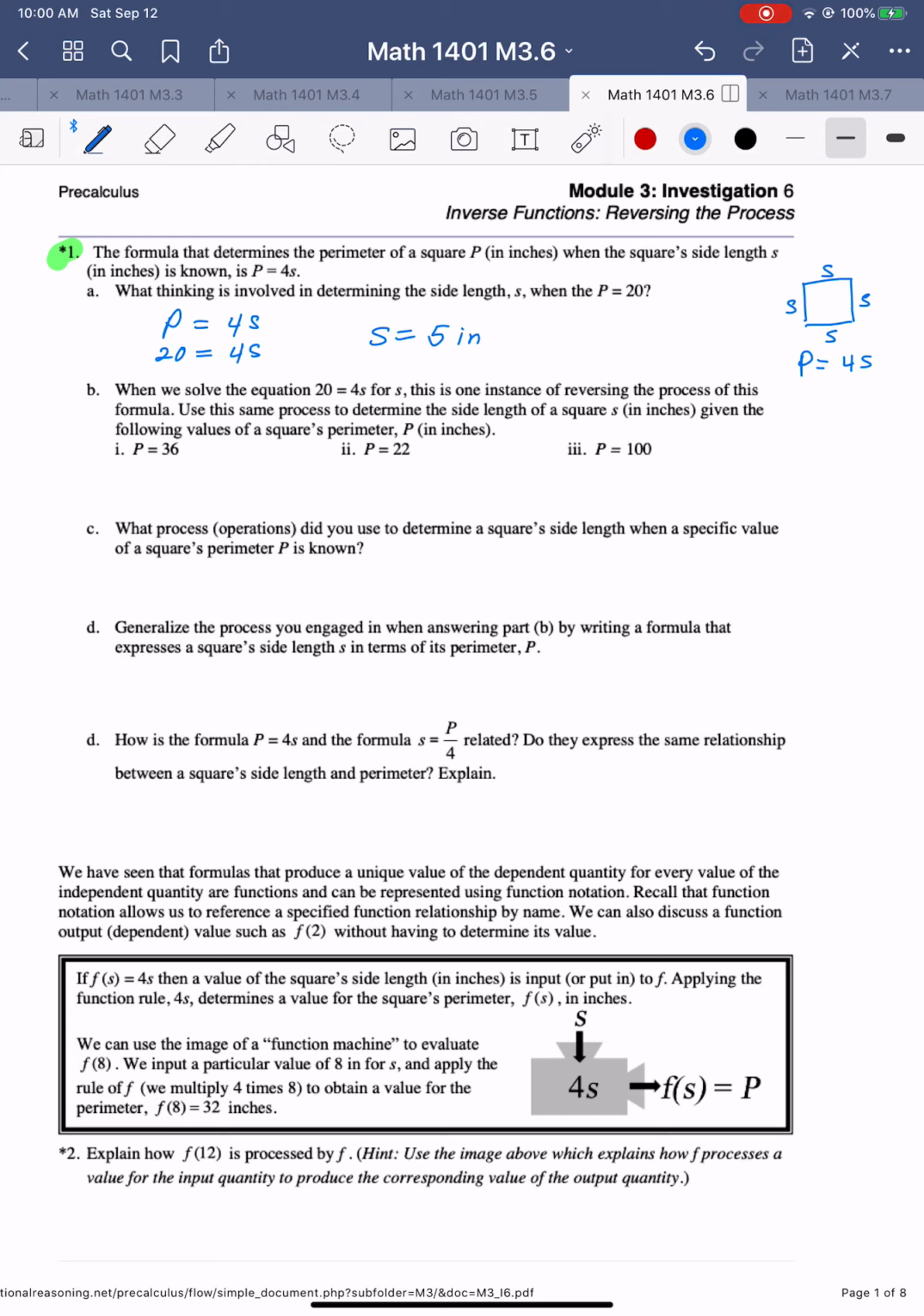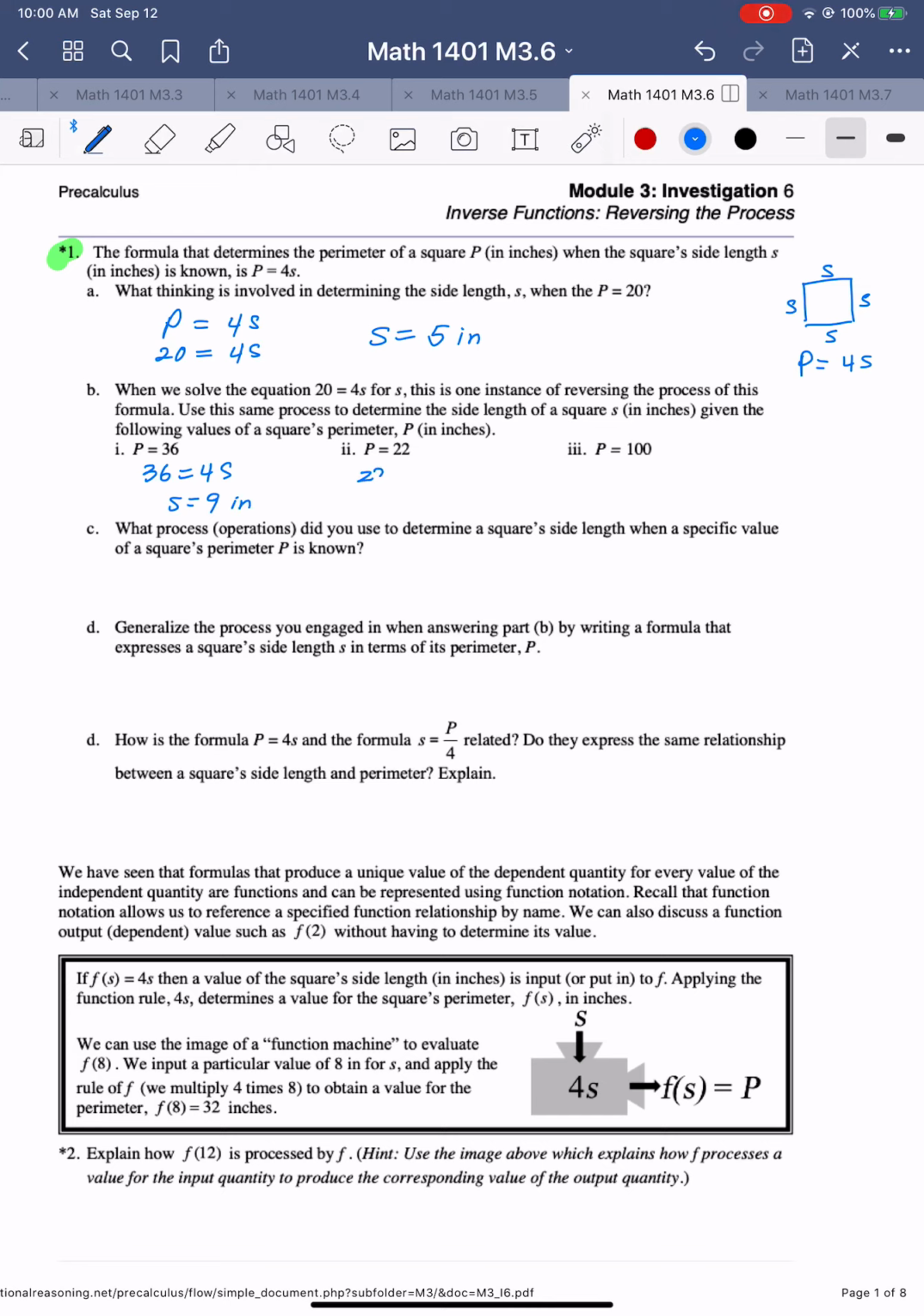So 5 inches. And then B, when we invert the equation 20 equals 4s for s, this is one instance of reversing the process of this formula. So use the same process to determine the side length of the square s given the following values of the square perimeter P in inches. So same idea, right? Now you've got 36 equals 4s. So s equals 9 inches.